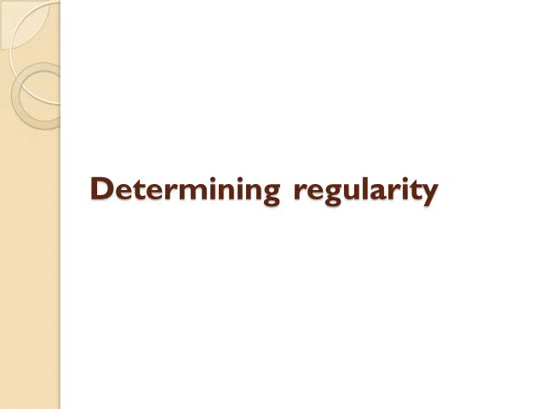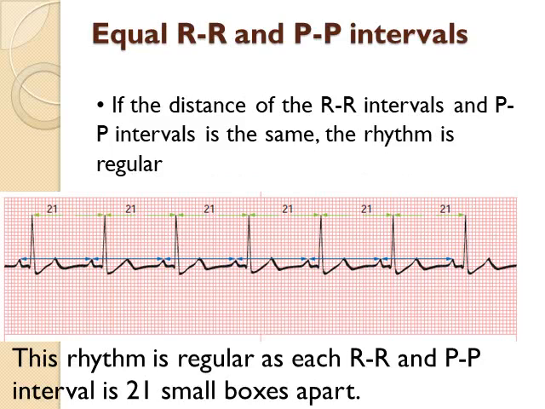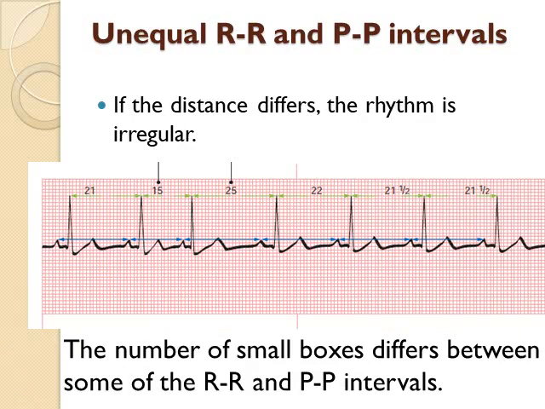Then determine the regularity. Equal RR and PP intervals: if the distance of the RR intervals and PP intervals is the same, the rhythm is regular. In this ECG, the rhythm is regular as each RR and PP interval is 21 small boxes apart. Unequal RR and PP intervals: if the distance differs, the rhythm is irregular. So in this ECG, the number of small boxes differs between some of the RR and PP intervals.